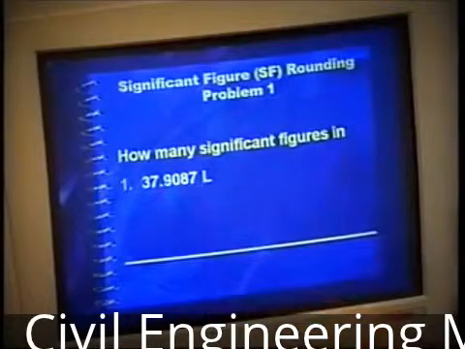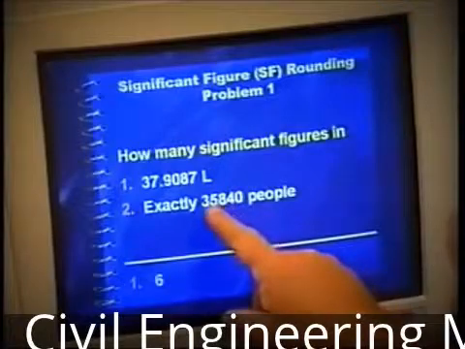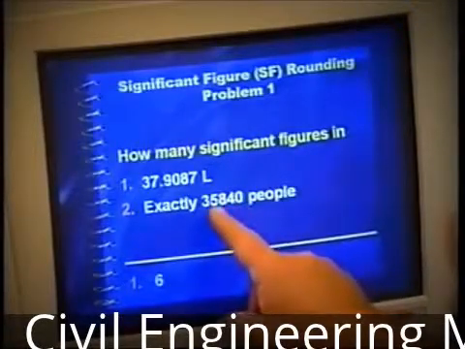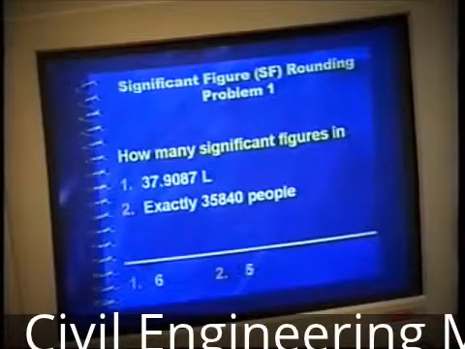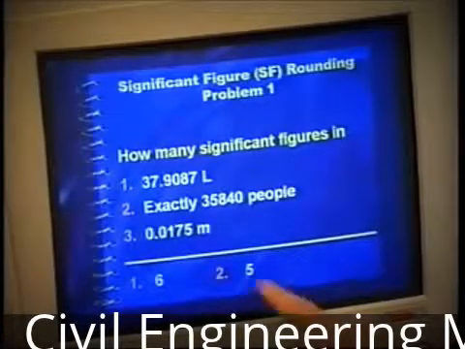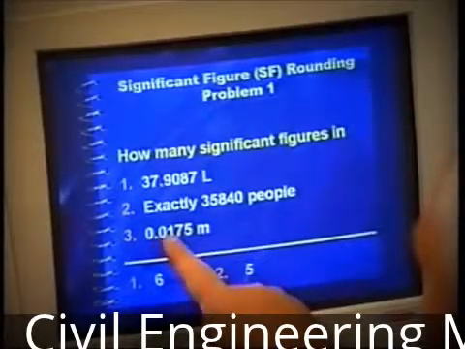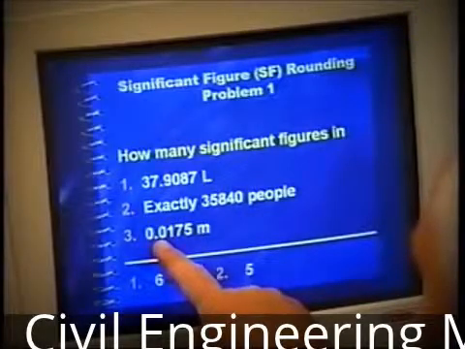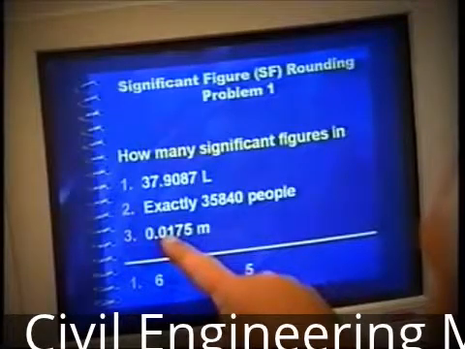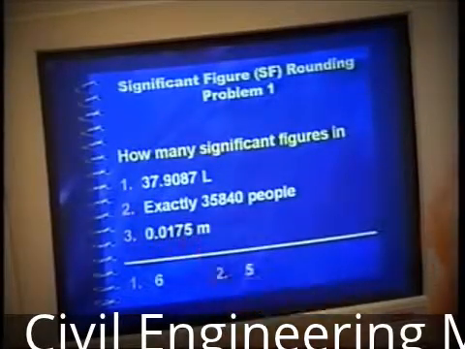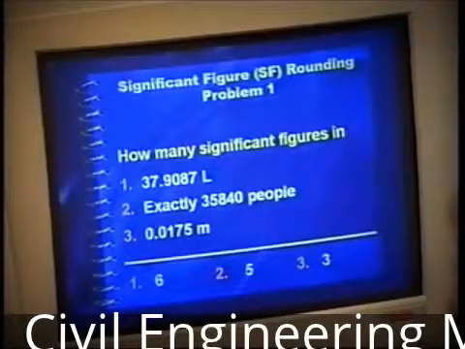You just count how many figures there are. In the next one, that 0 is used to count people, so there are exactly 35,840 people. There are 5 significant figures in that measurement. In the next one, that decimal point there and those zeros, they are used to place the decimal point in position. They have nothing to do with the accuracy of the measurement, and so those zeros are not counted, and we actually end up with only 3 significant figures in that measurement. Very difficult topic, actually, significant figures.